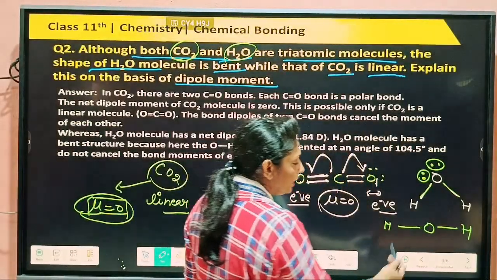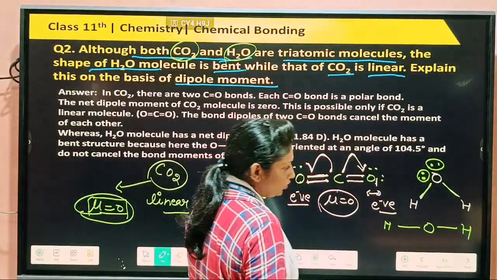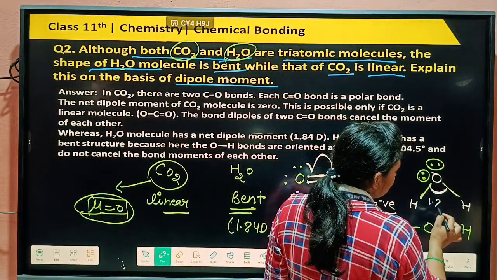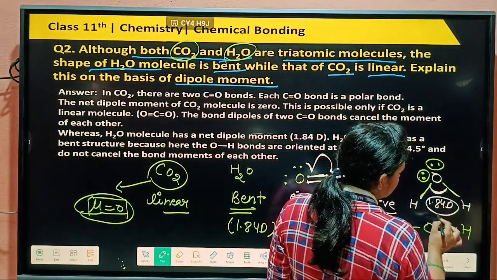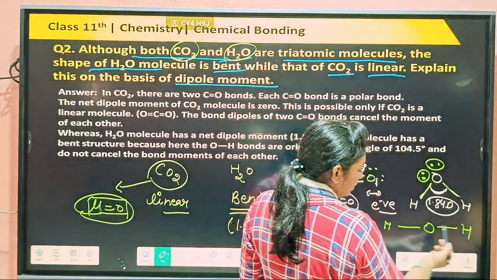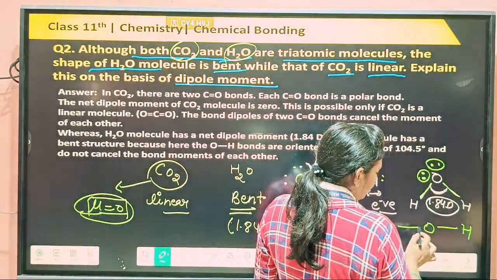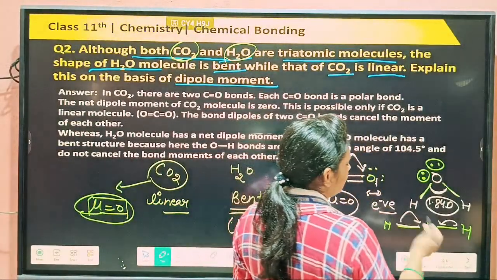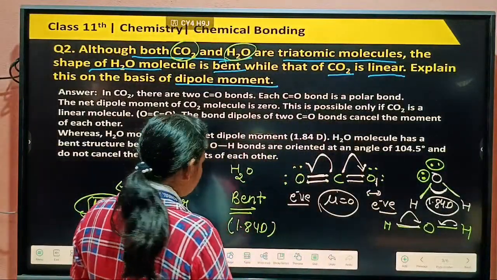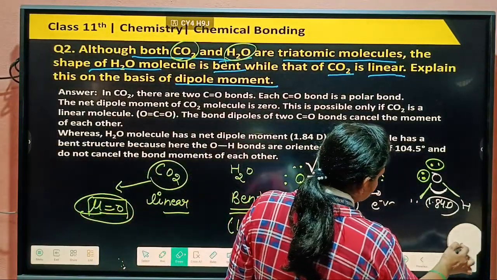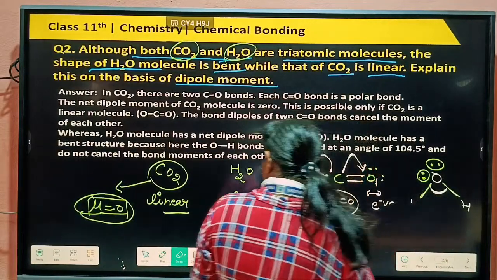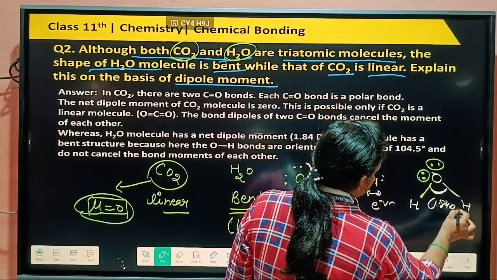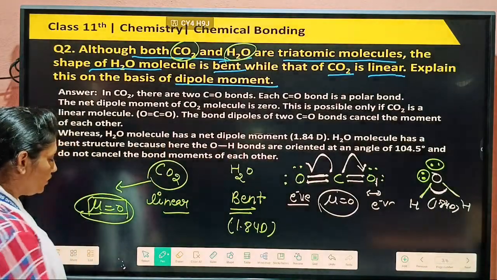Here again, the dipole moment should be 0, but this bent structure shows it has some dipole moment, and this dipole moment shows that if it were linear, they would pull electrons in opposite directions. So students, what will happen? Dipole moment cannot be 0 here. Dipole moment is 1.84, and this shows that its structure will not be linear. It may be a bent structure. Clear or not?